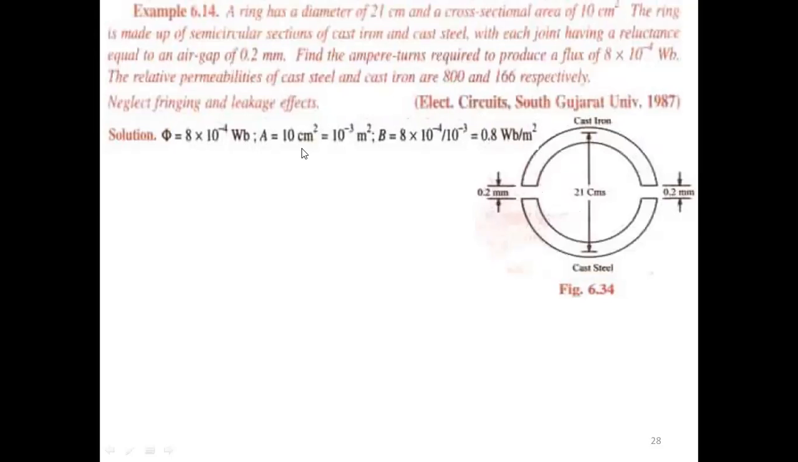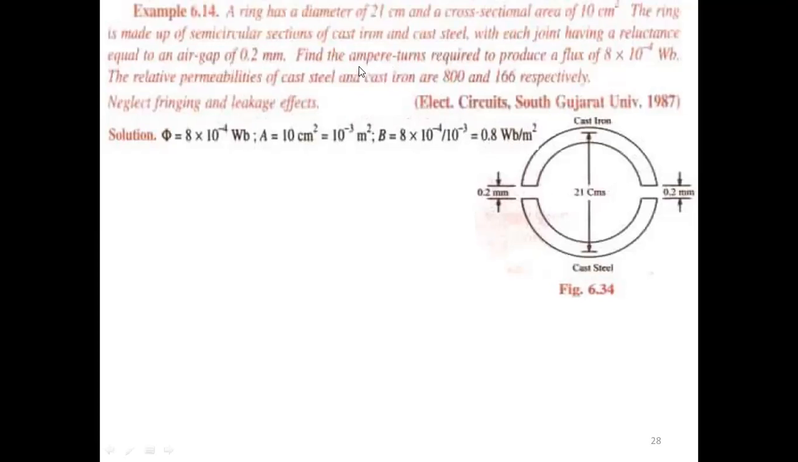Area is 10 centimeter square, and this will be 10 into 10 to the power of minus 4, which is 10 to the power of minus 3 meter square. From this we can calculate B equal to flux by A. We have calculated the flux density here. So what is the question? Ampere turns we have to calculate.